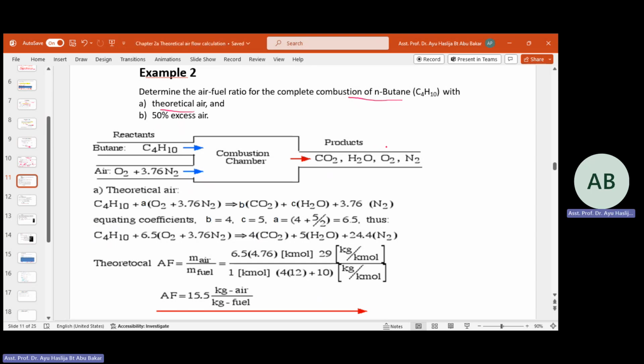Okay, you can see over here, you have O2. This occurs when you have excess air. If you just have theoretical, only this part. Now, theoretical air means you have this one, CO2, H2O, and N2. Sorry, include the N2 for the theoretical. Okay, so you need to find the A, B, and C.